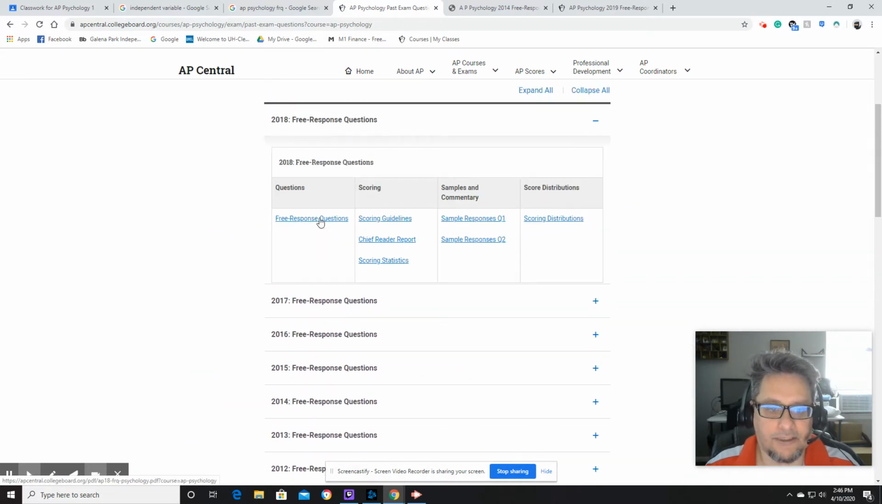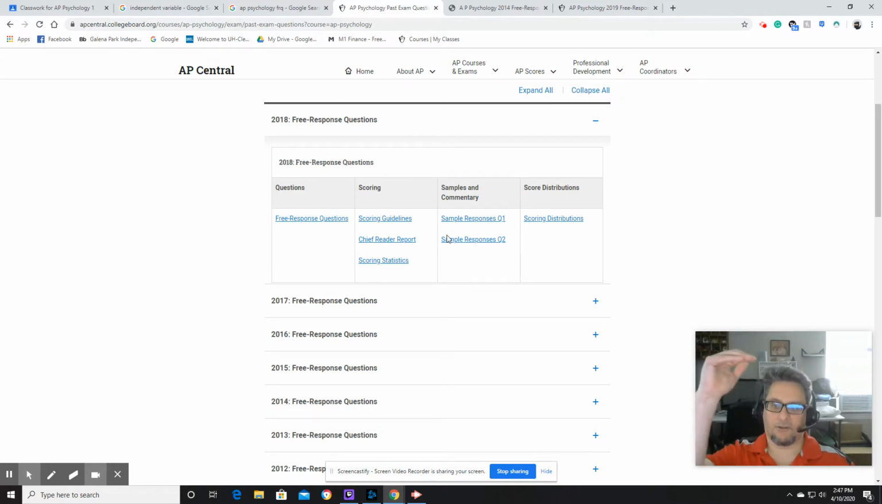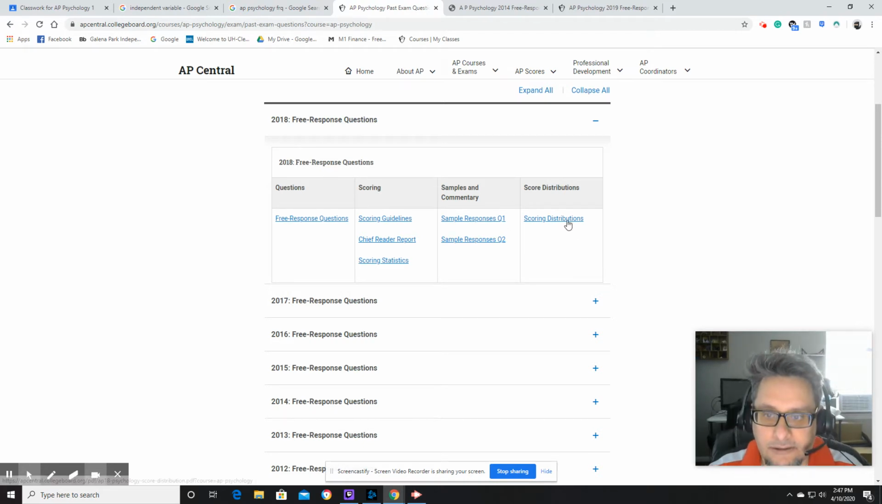So a lot of examples here. The good thing here is it gives you the question, gives you the scoring guideline, which is the answers, and then it gives you some sample responses. You can look at the sample responses. They're always going to give you one high score, one medium score, and one low score. So you look at the sample responses and you say, okay, this person got this point because of this. They didn't get this point because of that. All right.